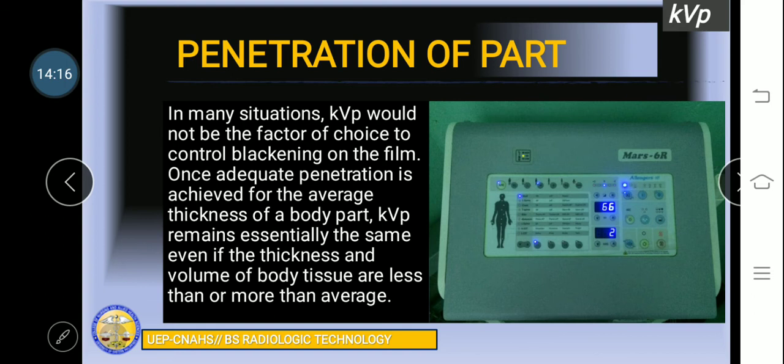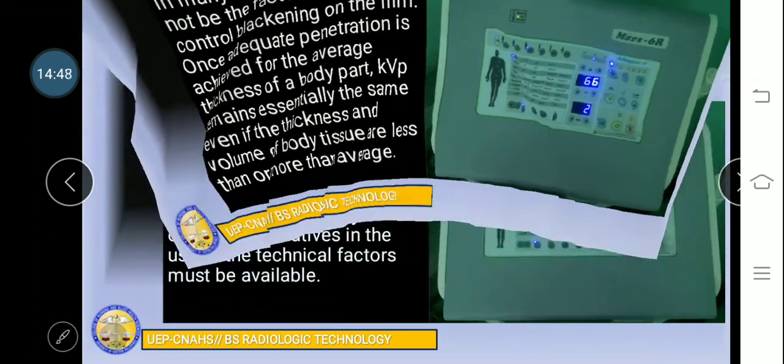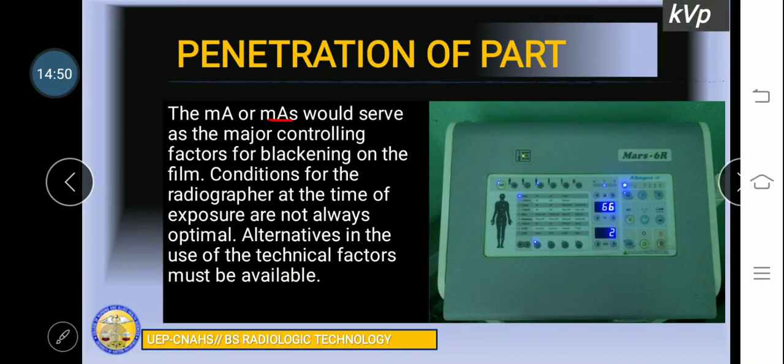So, in many situations, kVp would not be the factor of choice to control blackening of the film. Once adequate penetration is achieved for average thickness of body part, kVp remains essentially the same even if the thickness and volume of body tissues are less than or more than average. So, mangangailangan pa din si kVp ng iba pang factor to control the blackening on the film. And as we said, this is controlled by the mAs. The mA or the mAs would serve as the major controlling factors for the blackening on the film.